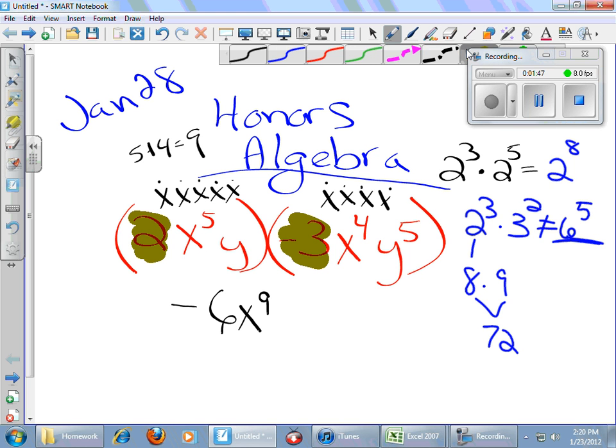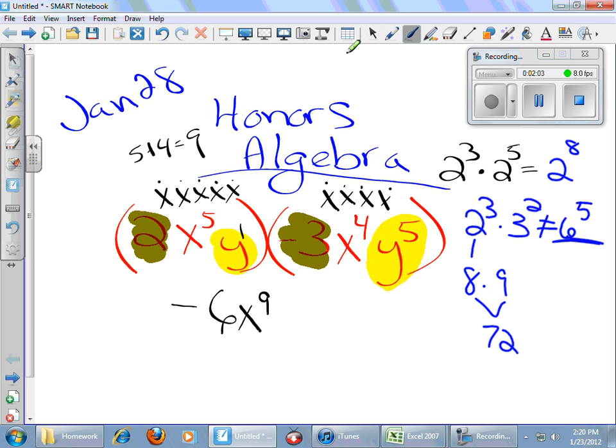Let's do our y's. I have a y there, and I have 5 y's there. Now, a lot of you want to say the answer to that is y to the 5th. It is not, because I have a y, and then I have 5 more y's being multiplied. If you need a little help, stick a little exponent, a little 1, on that y, and you'll see the answer is y to the 6th, because there are 6 y's being multiplied.